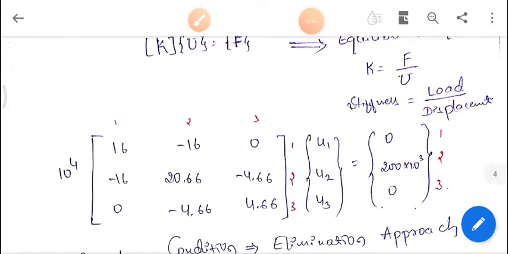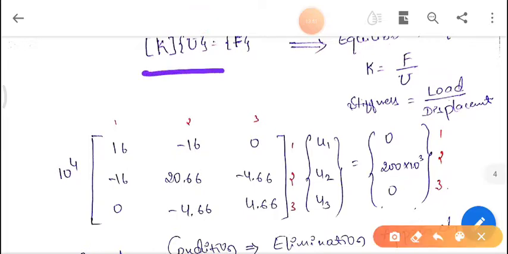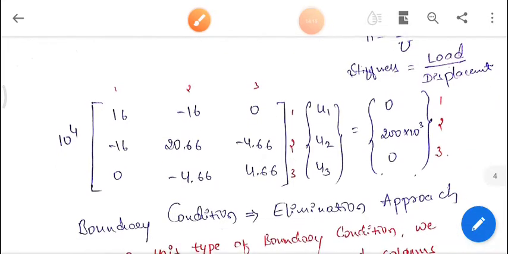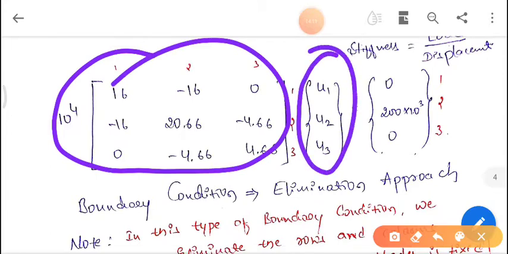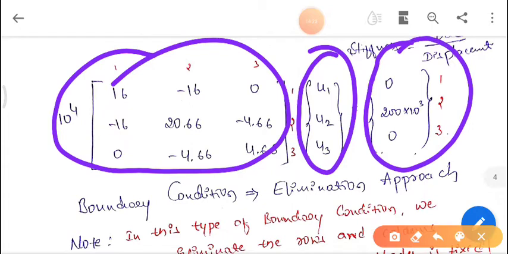Before applying the boundary condition we should form the equilibrium equation, that is K into U is equal to F. How has it come here? Stiffness is equal to force by displacement. You can write stiffness is equal to load by displacement also, that I have written as F by U. So K into U is equal to F. K is our global stiffness matrix, U is the displacement at each node, and F is the global load vector, the loads at each node.